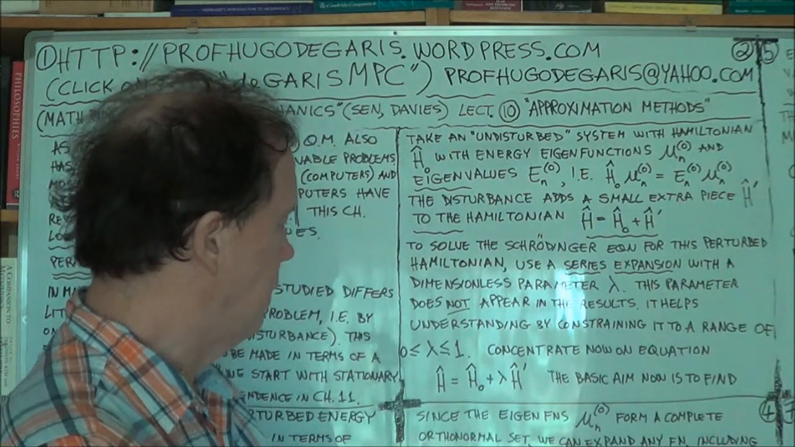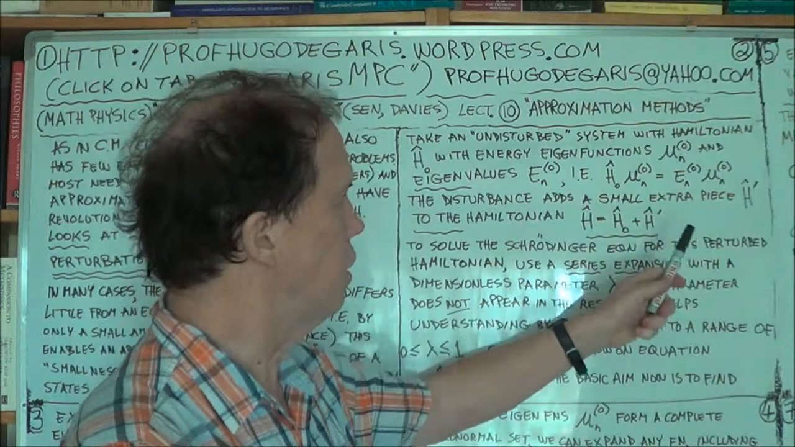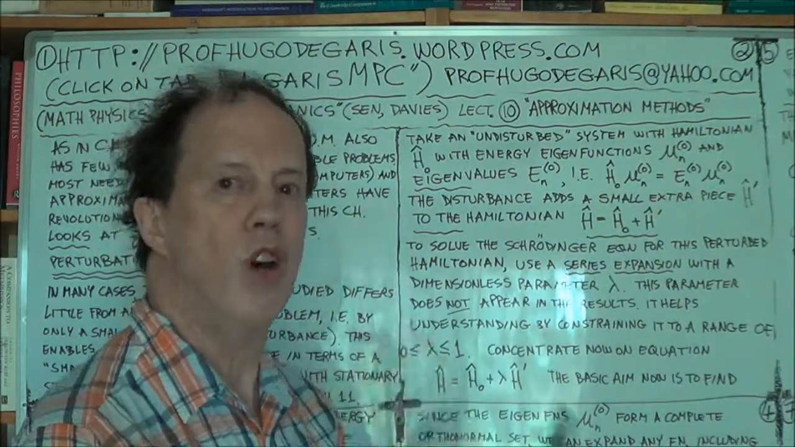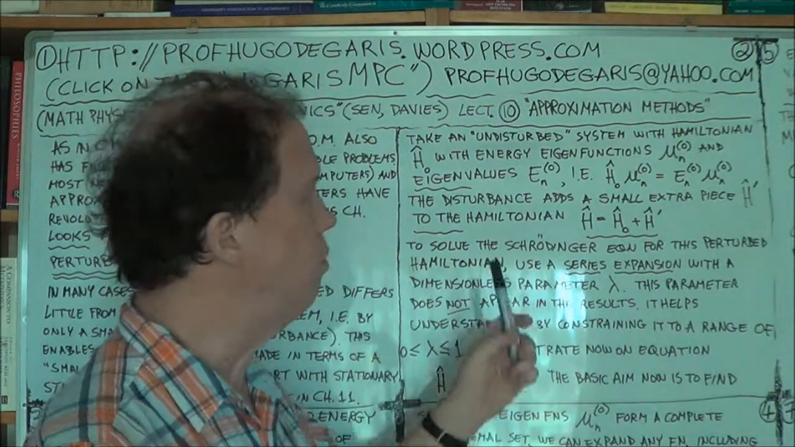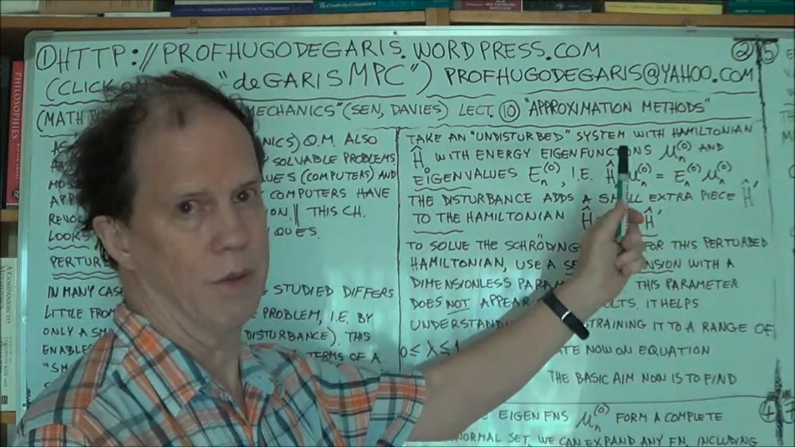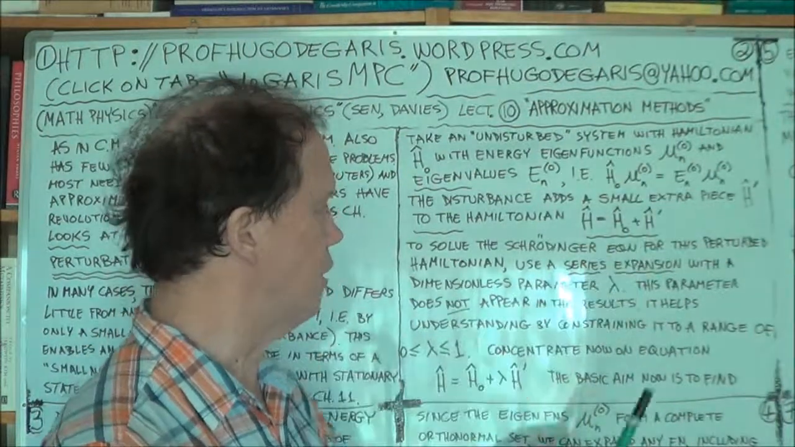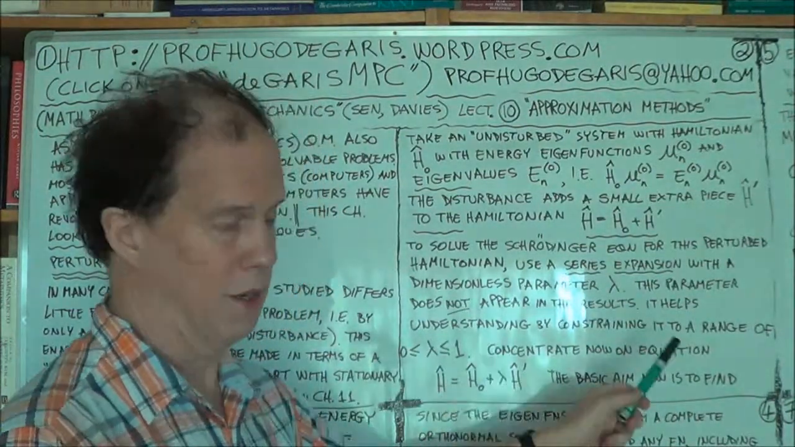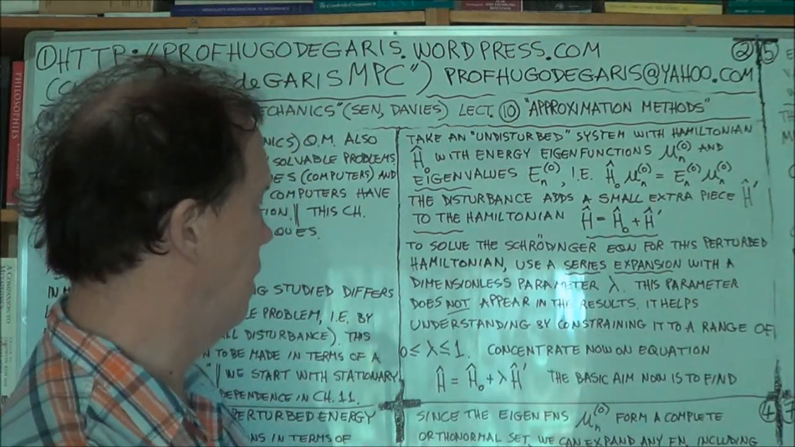But the actual results that you get, the corrections in the energy, the corrections in the eigenfunctions, they do not involve the lambda. But you found those formulas for corrections of the eigenenergy and the eigenfunctions by using this lambda, and you'll see how that's done next session.